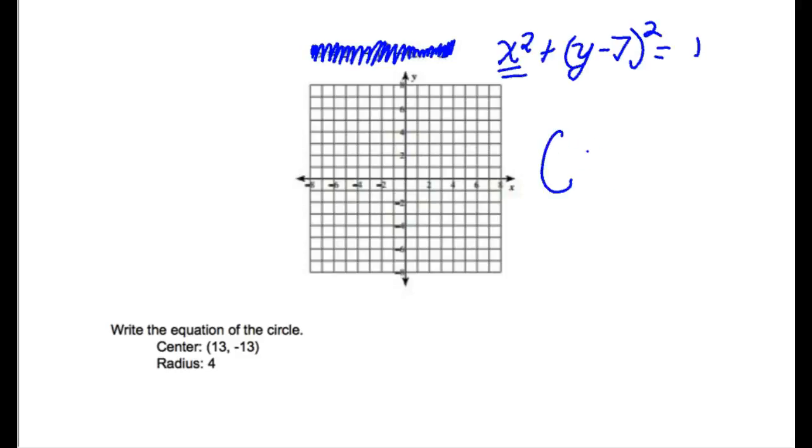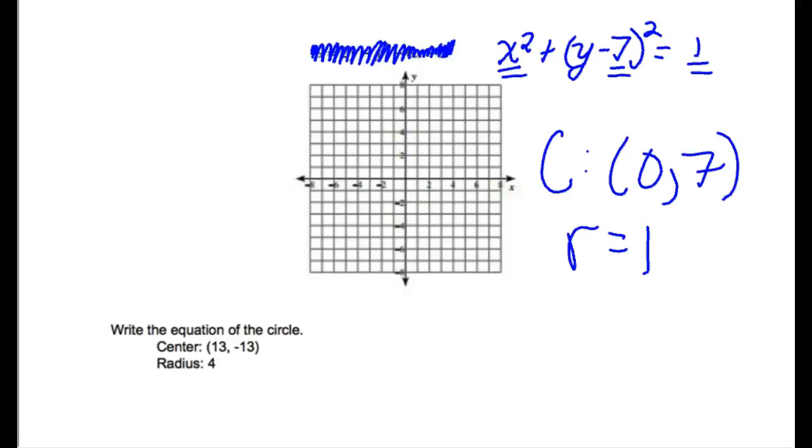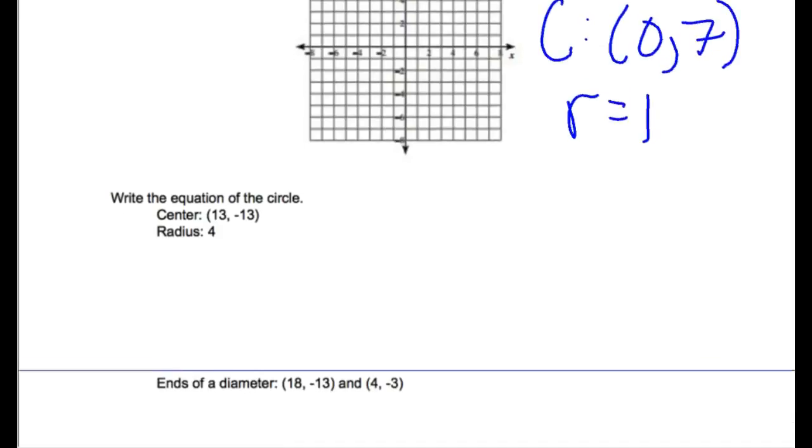So my center is at 0, comma, what's being subtracted here, 7. My radius is whatever gets squared to equal 1, which is 1. So when I graph it, I go to 0, 7, right here, 0 to the left or right and 7 up. My radius of 1 means that I am going to go up 1, down 1, left 1, right 1, and it's going to be this tiny little circle right there, little bullseye.